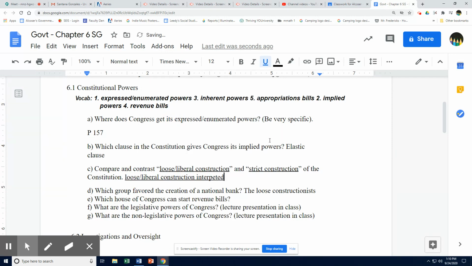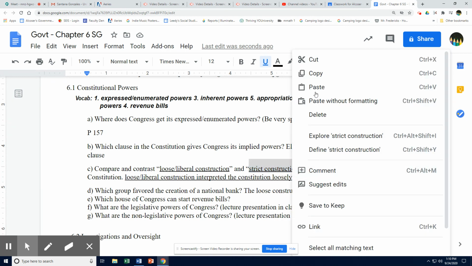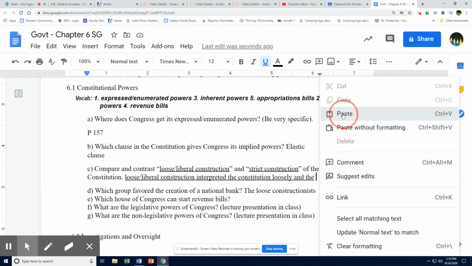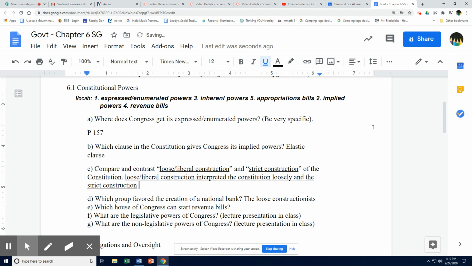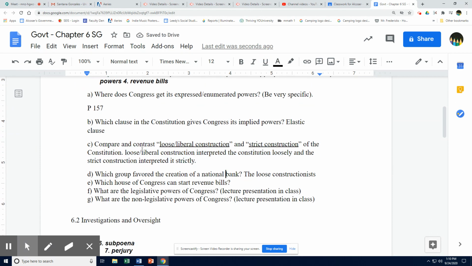Loose constructionists interpreted the Constitution loosely, and strict constructionists interpreted it strictly. It doesn't really talk about it that much, like the details about it. Maybe you can find it and look at it. Remember to put these in complete sentences.